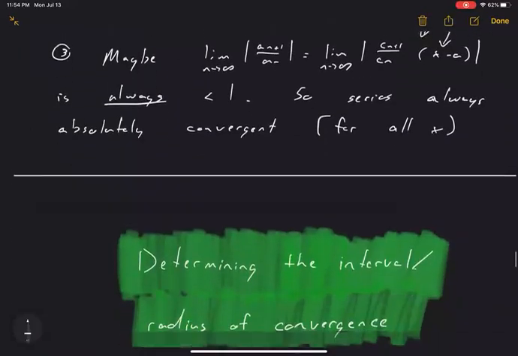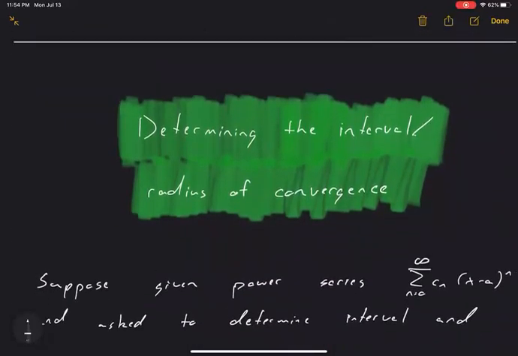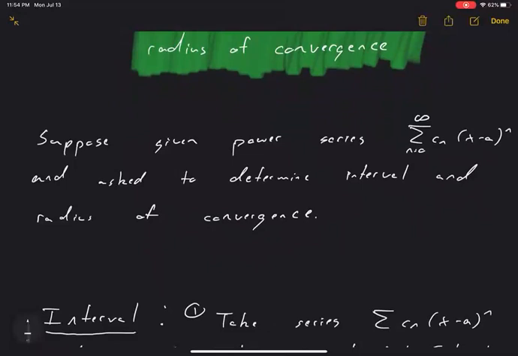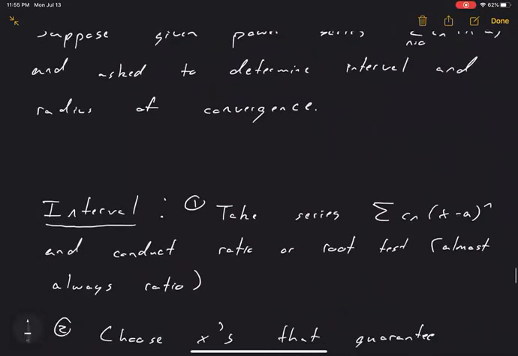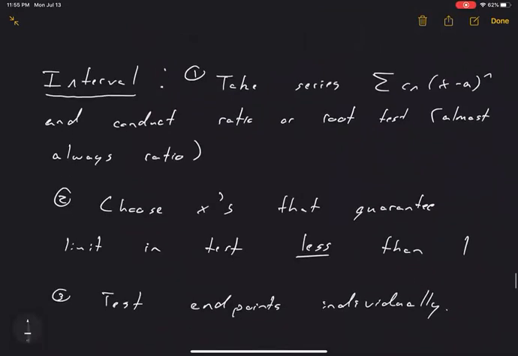Okay. Now, the next thing we want to be able to do is figure out, if I'm given a power series, what the interval and radius of convergence are. So what's my tool for figuring that out? Let's say we're given the power series c sub n times (x minus a) to the power n. We're going to be asked to determine the interval and radius of convergence. It's a very common question. So let's talk about how to find the interval of convergence first.